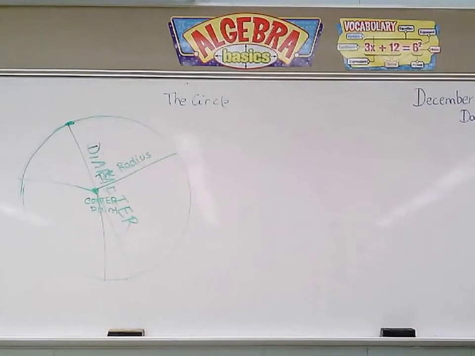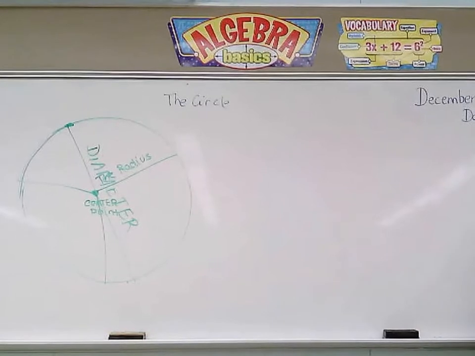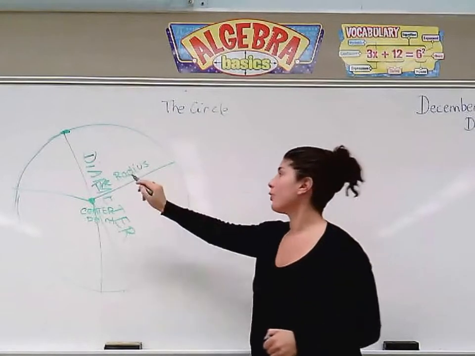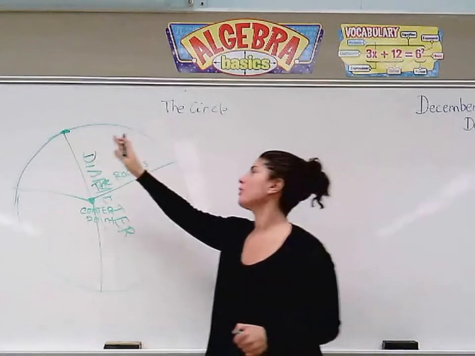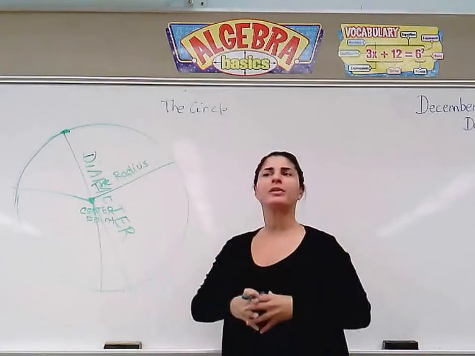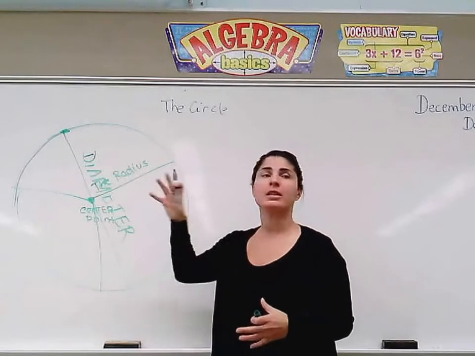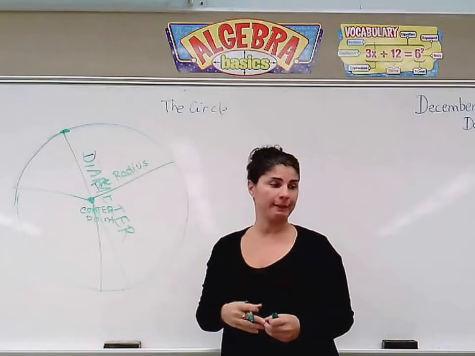So when we talk about the circle, there's a few things you have to know. You need to know the center point. You have to know the radius. You need to know the diameter. Probably the most important things are those three. Knowing this helps in a lot of situations.